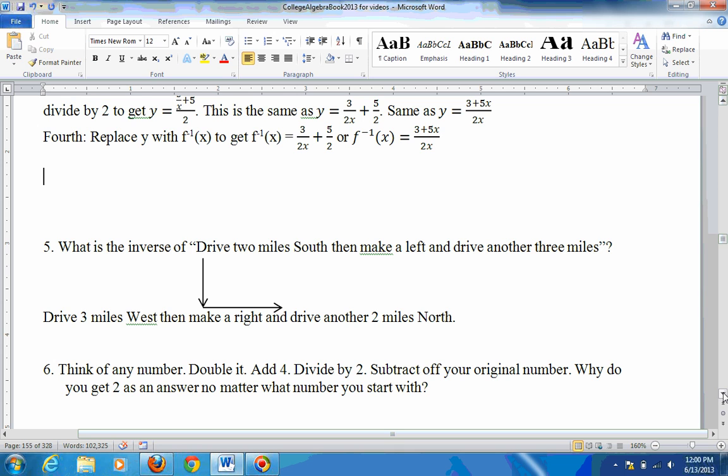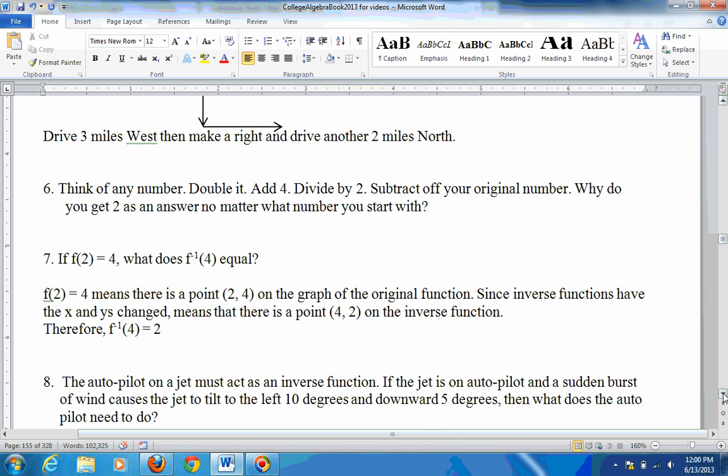Okay, let's go on. Number 7 says, if f of 2 equals 4, what does f inverse of 4 equal? Well, f of 2 means there's a point at 2, 4 on the graph of the original function. And since inverse functions have x's and y's changed, that means there must be a point at 4, 2, the flip-flop of that. Now, 4, 2 is written, and this inverse function here has this point. So instead of being f of 4 equals 2, it's f inverse of 4 equals 2.